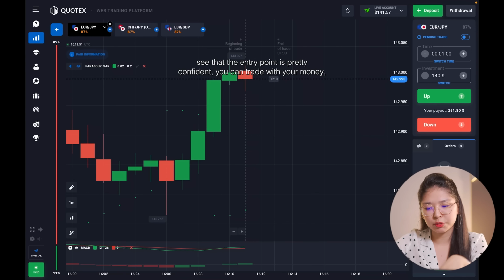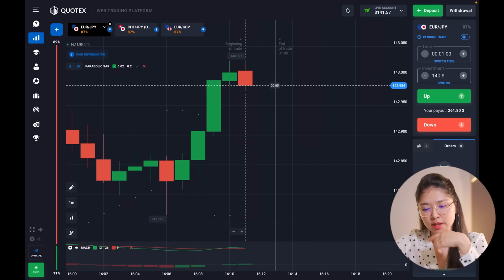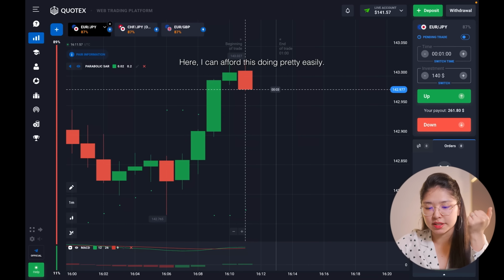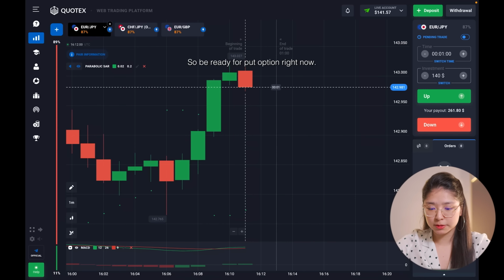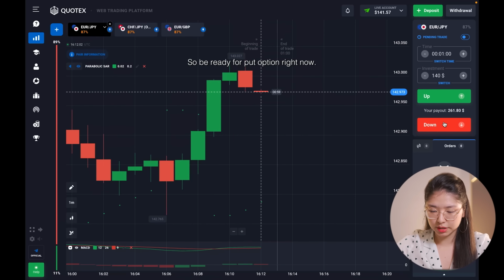But when you see that the entry point is pretty confident, you can trade with almost your whole wallet. So here you can afford doing this pretty easily, and be ready for put option right now.